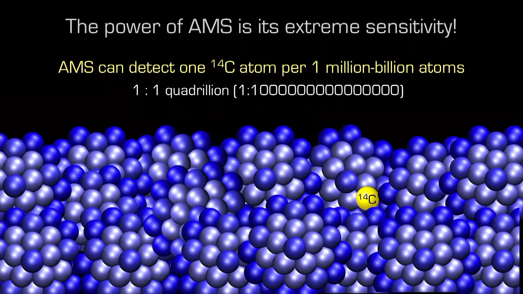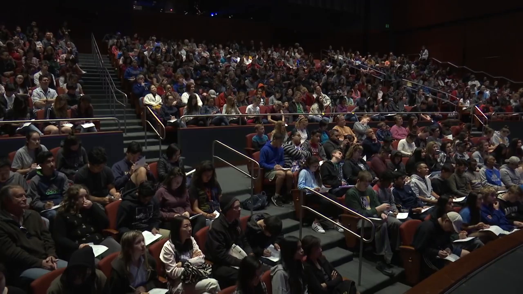Now remember, the power of AMS is its extreme sensitivity, as I keep saying. AMS can detect one carbon-14 atom in 1 million billion atoms. That is a huge number. That's 1 in 1 quadrillion. Almost incomprehensible, but we can do it.